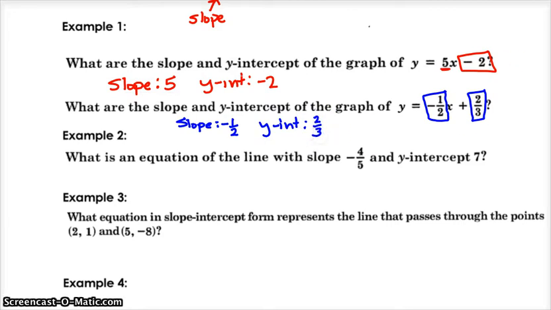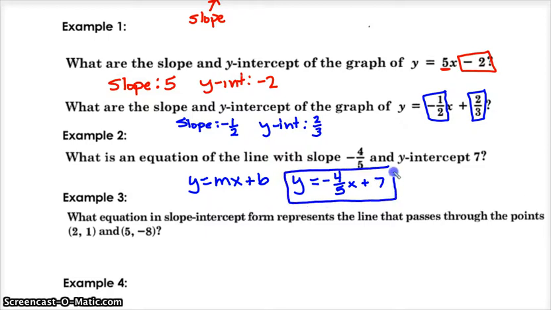Okay, now that we can identify the slope and the y-intercept, now we should be able to write our own equation. So in example number 2, we're going to write an equation that has slope negative 4/5 and a y-intercept of negative 7. So we know that the equation is going to look like y equals mx plus b. All we need to do is substitute the slope in for m and the y-intercept in for b. So it'll look like this. Y equals negative 4/5 x plus 7. There you have it, the equation of a line written in slope-intercept form.